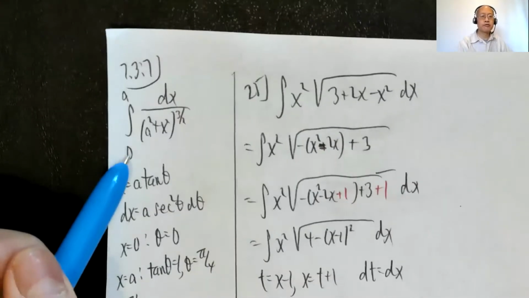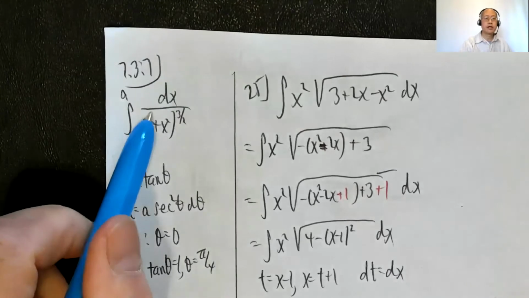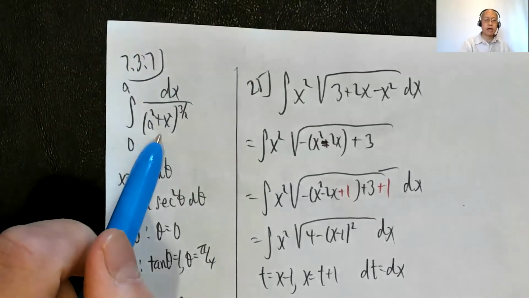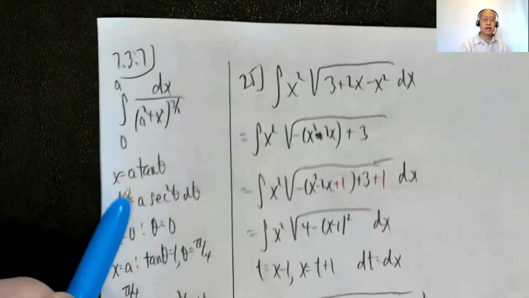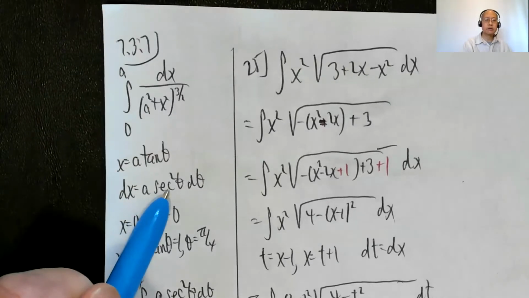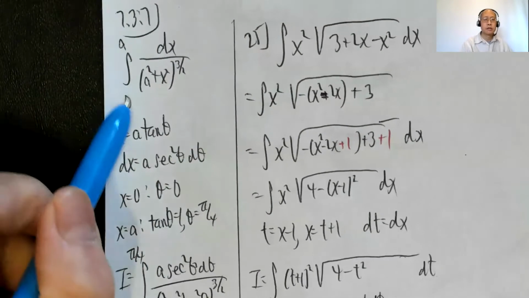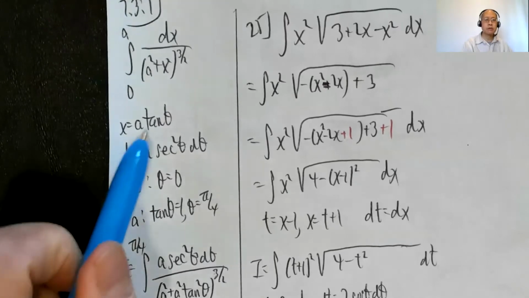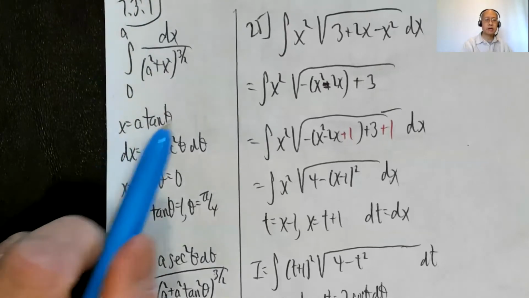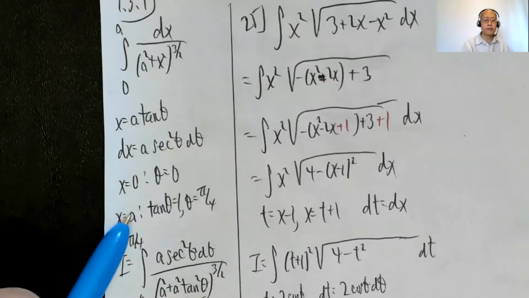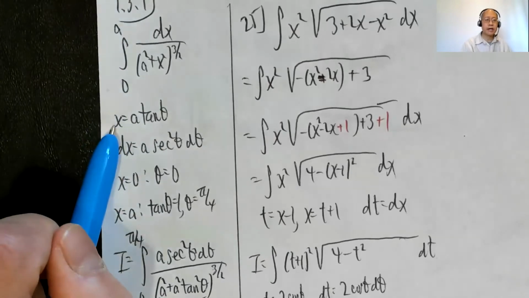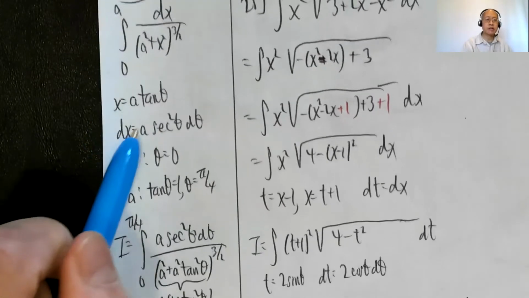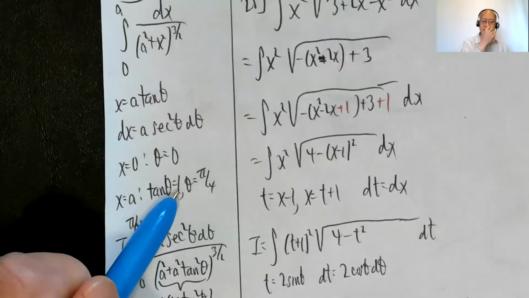7.3, number 7, integral from 0 to a of dx over (a squared plus x squared) to the 3/2 power. So let x be a tan theta, dx is a secant squared theta d theta. It's a definite integral, so x equals 0, put a 0 here, that means tangent of theta is 0, which means theta is 0. X equals a, if you put an a here, a equals a tangent of theta, that means tangent of theta is 1, which means theta is pi over 4.